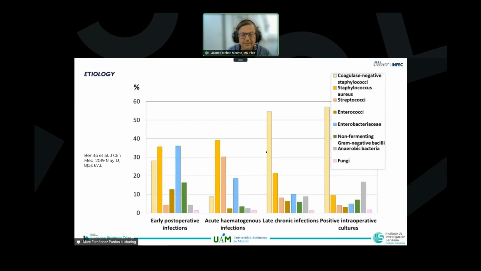As you can see, Staph aureus represented the most important species in acute infections, both in early postoperative and acute hematogenous infections. But coagulase-negative staphylococci, mainly Staph epidermidis, appear as the most important microorganism in late chronic and positive intraoperative cultures. Other microorganisms appear in lower amounts, except for enterobacteria for early postoperative infections and acute hematogenous infection.